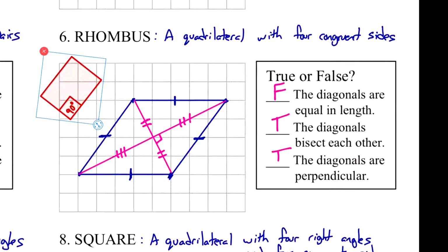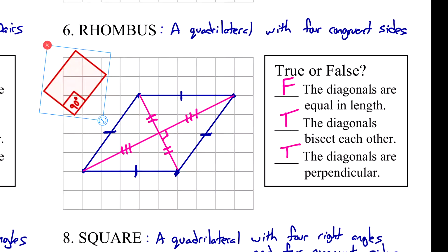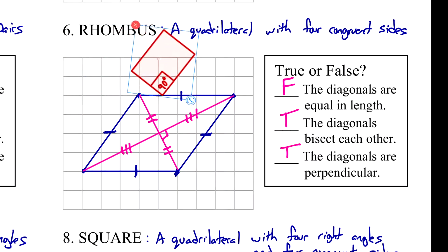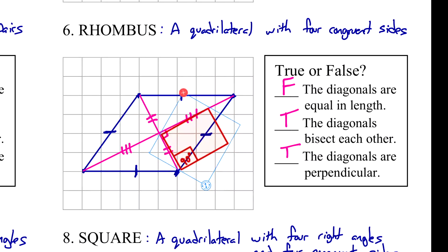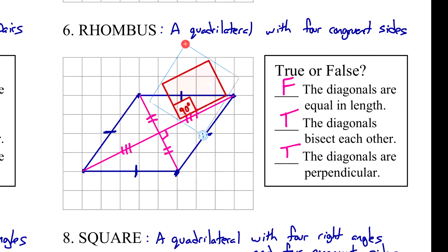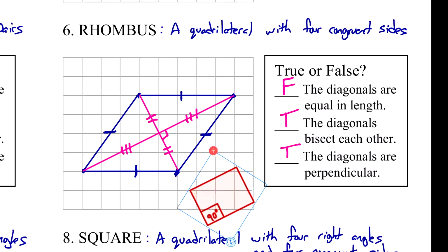When we get to the rhombus, you'll notice as soon as we make all the sides the same, now not only do the diagonals bisect each other, but now we have 90 degrees, right? It actually fits nicely in there. So here, that's a good way of proving that that is perpendicular. So that's why it's true. All right.